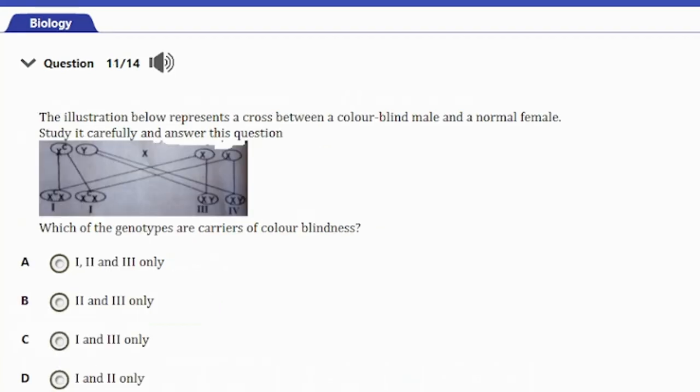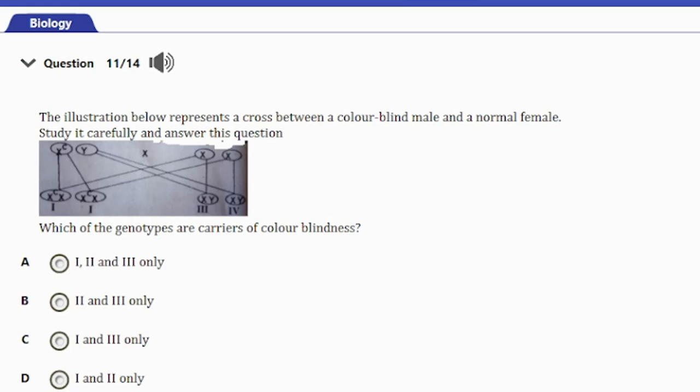So let's consider the next question. Question number 11 here. It says, the illustration below represents a cross between a colorblind male and a normal female. Study it carefully and answer the question. So here we have to study the diagram carefully and use it to answer this question. The question here says, which of the genotypes are carriers of color blindness? So option A is I and I. Option B, I and I. C, I and I. D, I and I.